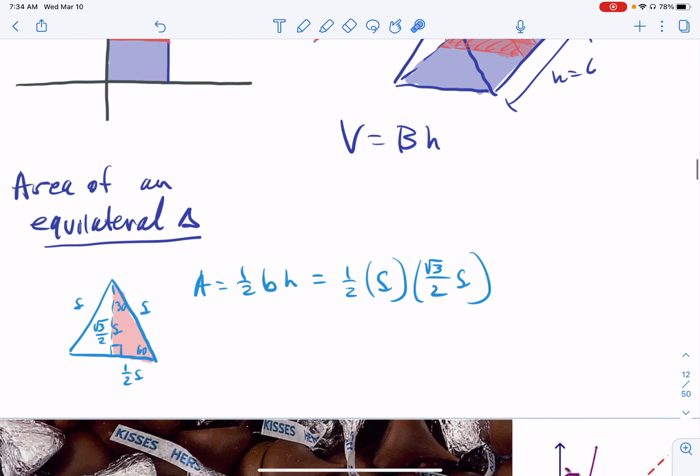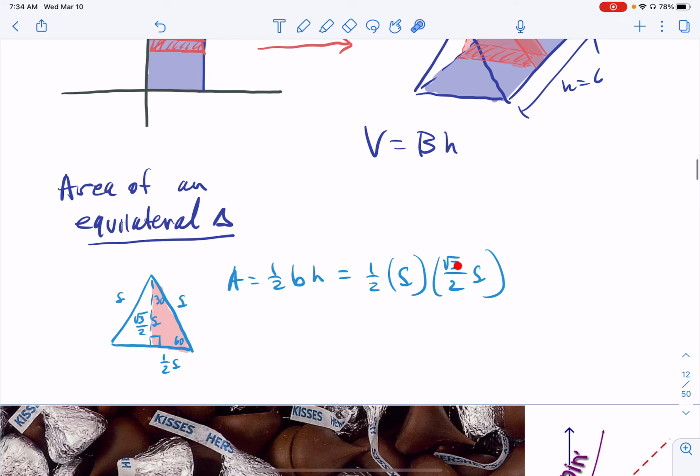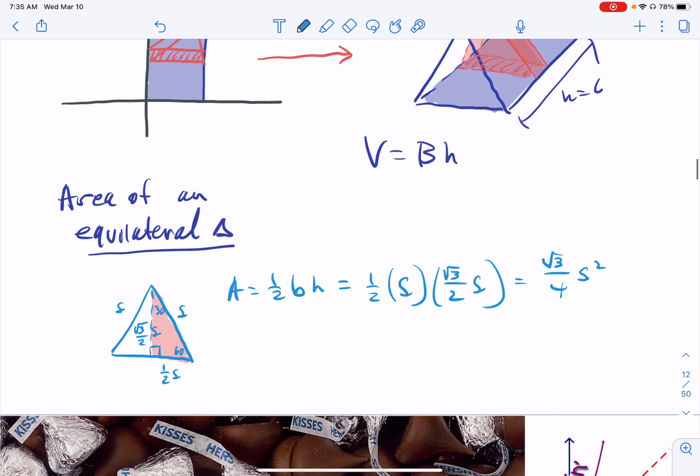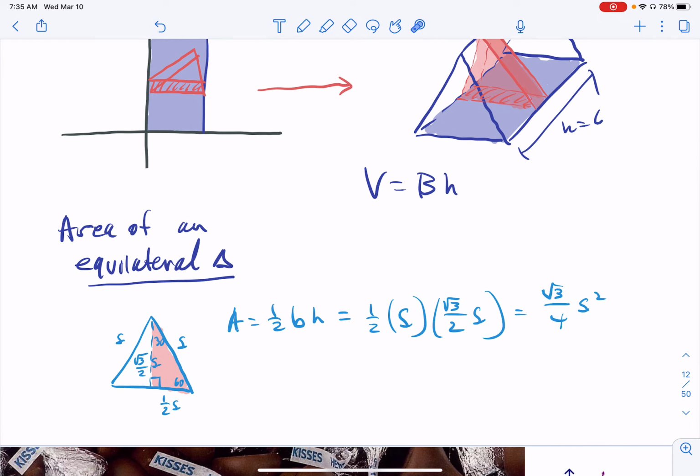Multiplying all of this together, 1 times the square root of 3, I'll have a square root of 3 on top, 2 times 2, I'll have a 4 on the bottom, root 3 over 4, and then S times S gives us an S squared. So notice that this is basically the area of a square, side squared, and then you have this scale factor, which is the square root of 3 over 4.